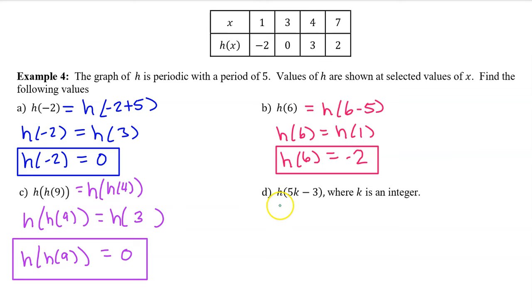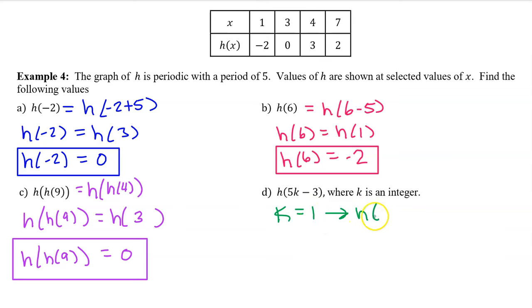For part D, we need to find the value of h at 5k minus 3, where k is an integer. But since 5 is the period, 5k is a multiple of the period. Adding or subtracting a multiple of the period to an input value will not change the output value. So basically, it doesn't matter what k is, the output value will be the same. So we just need to pick a value of k that will cause the input to be something on the chart. For example, let's say k was equal to 1.